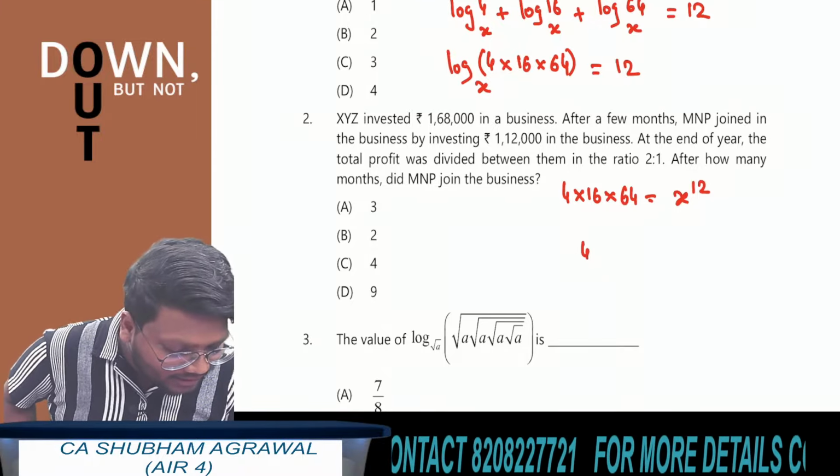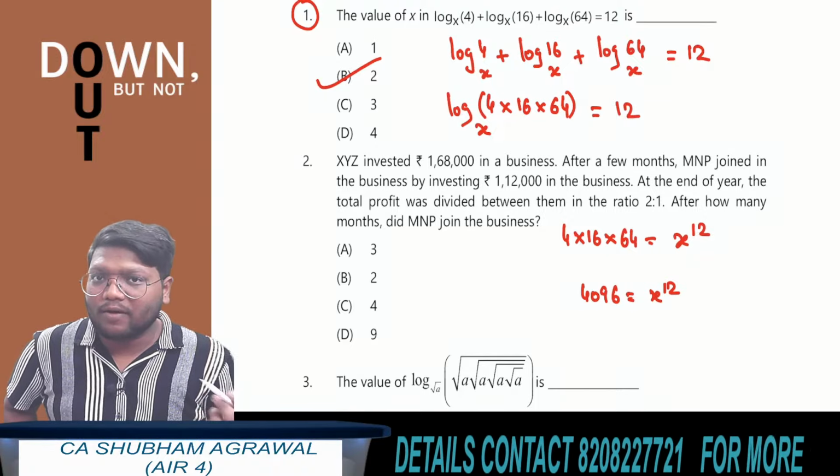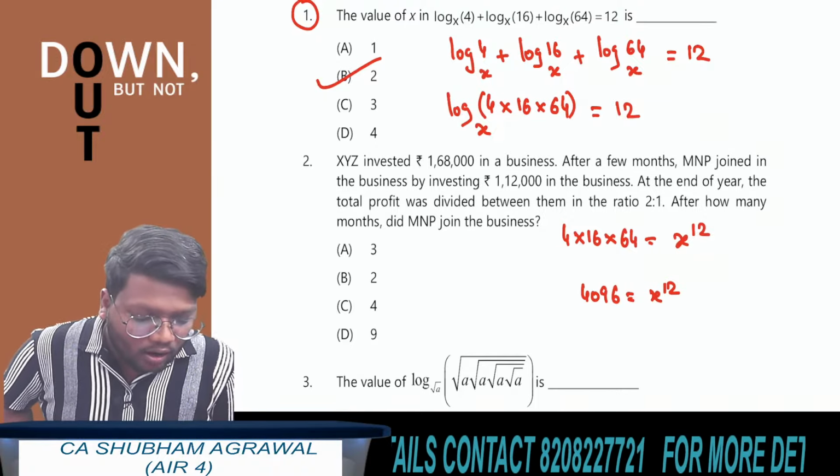After that, you can use the options and check which option satisfies this equation. Very good. The answer is option B. By putting the value of x as 2, you will get 4096, since 2 to the power 12 is 4096.